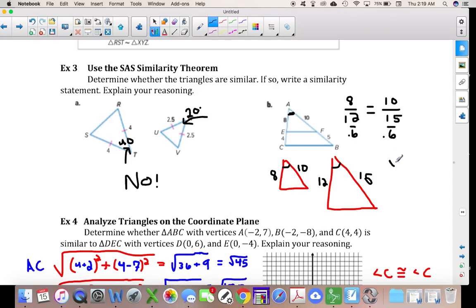So yes, by side angle side, these two are similar because I have said this side has the same proportion as this side, and the angle in between them are the same. So side angle side tells me yes, those are similar triangles.